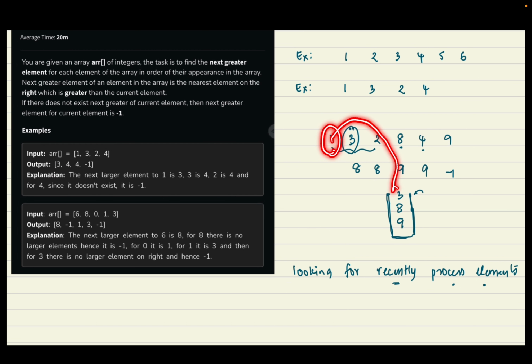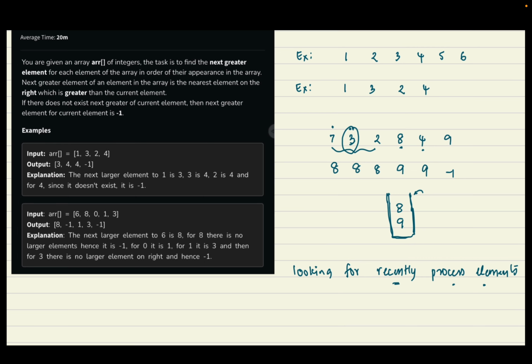Is 7 greater than the element on the top? Yes. So 3 is not a potential answer, right? I was looking for an element which is greater. Okay. Is 8 greater than 7? Yes, 8 is greater than 7. So 8 can potentially be the answer. Okay.